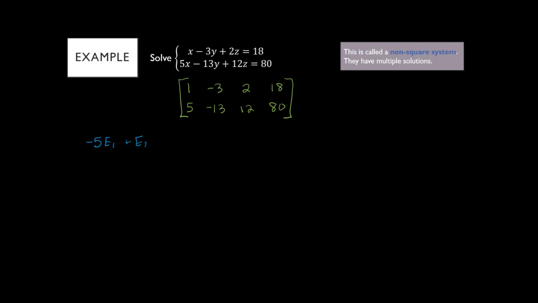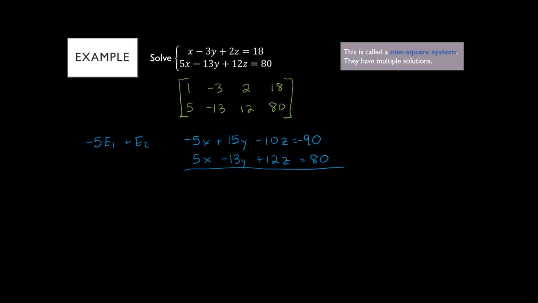And then add that to equation 2. So it gives us -5x plus 15y minus 10z equals, this is where my calculator comes out, -90. Can't forget my negative sign. Then 5x minus 13y plus 12z equals 80. I am reading off the wrong number. Good thing I wrote the correct number.